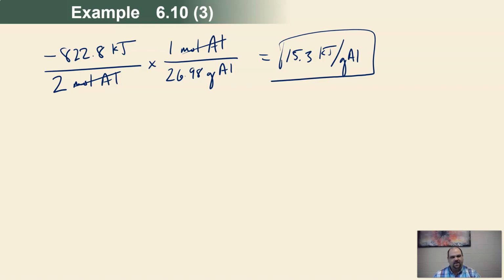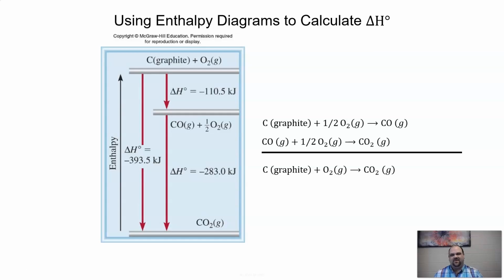Okay. All right. The last part of chapter 6 that we're going to talk about is Hess's law. And Hess's law tells us that we can sort of pick and choose the reactions that we're interested in in order to come up with a particular value that we're missing. Let me show you what we mean.